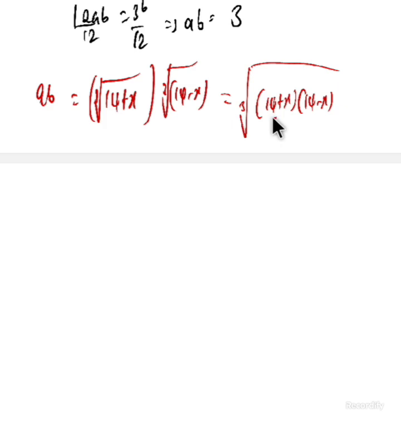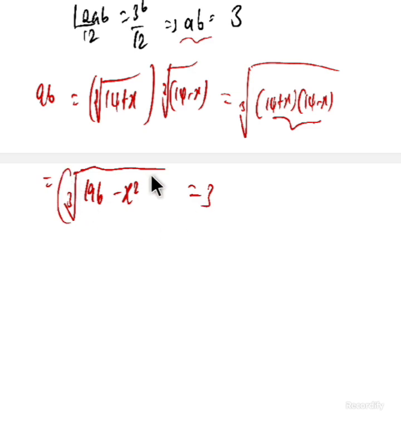You can see that this is a difference of two squares. So this will surely give us cube root of 14 squared minus x squared. What is 14 squared? That should give us 196. So we have cube root of 196 minus x squared. That is your ab.